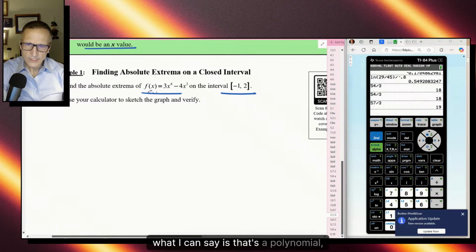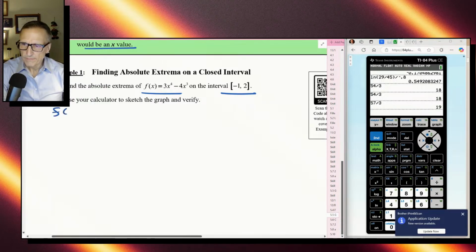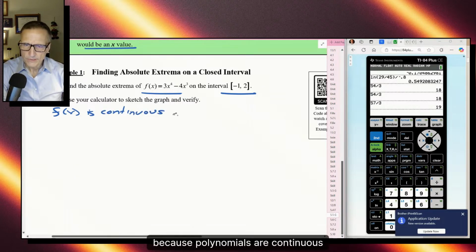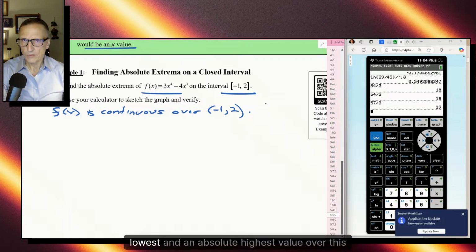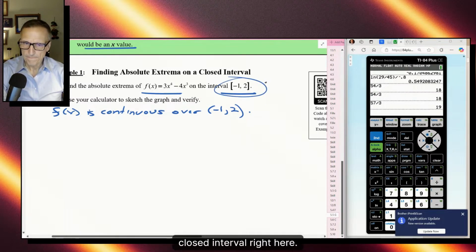Well, what I can say is that's a polynomial, right? So I do know that f of x is going to be continuous because polynomials are continuous over the interval -1 to 2. So by the extreme value theorem, I know that there is going to be an absolute lowest and an absolute highest value over this closed interval right here. Well, here is what we're going to do. We are going to find the critical values of our function.